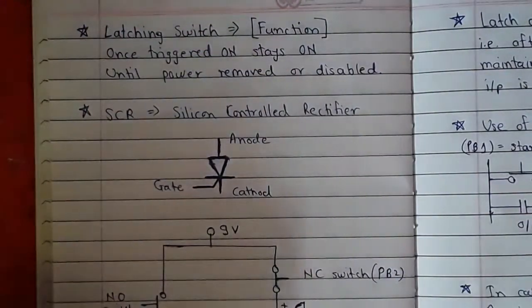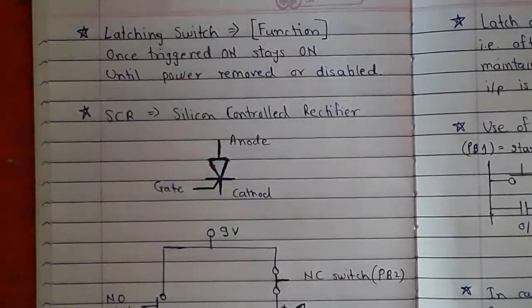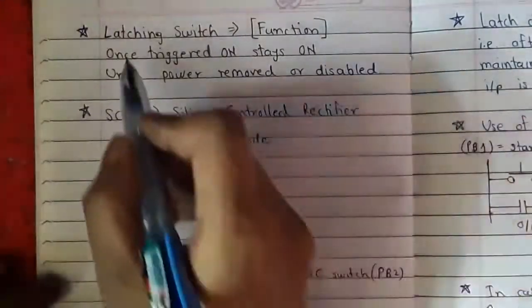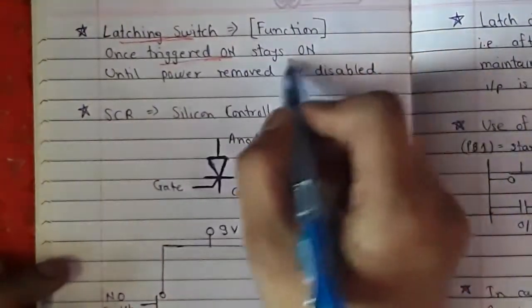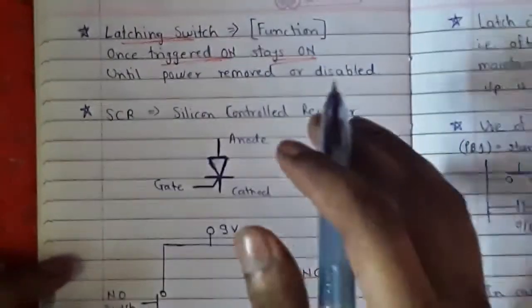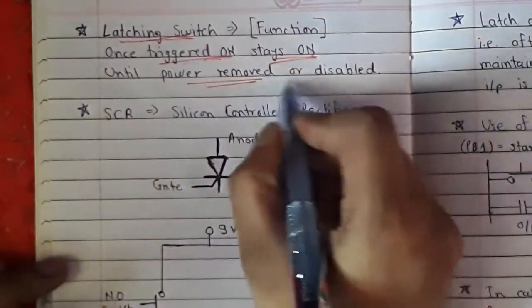In this video we will see about latching switch and latch circuit. So let's begin. Friends, latching switch is a switch which once triggered on stays on until the power which goes into the latching switch is removed or disabled.